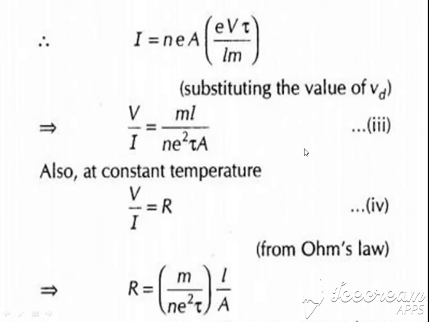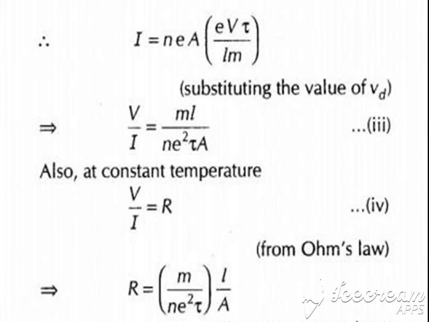So when you put the value of Vd in I, what you get? I is equal to nEA, Vd is eV tau divided by mL. Now if you cross multiply I towards this side and rest towards other side, you get V by I is equal to mL by ne square tau A.